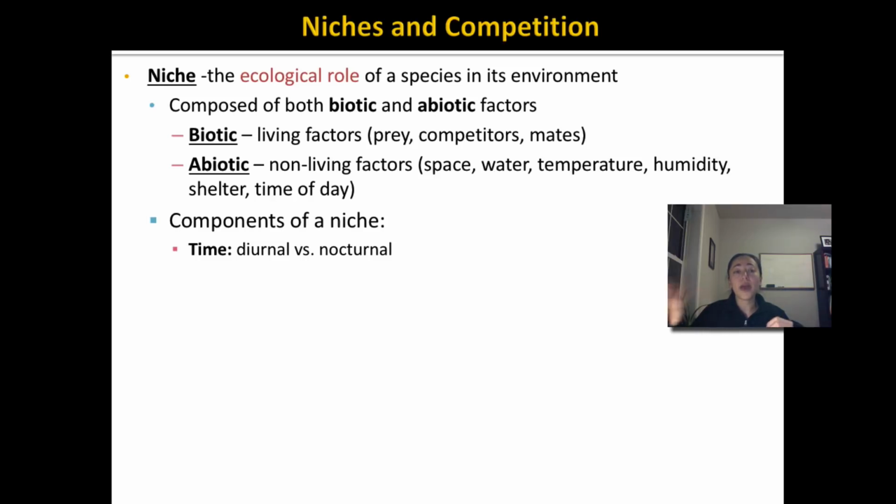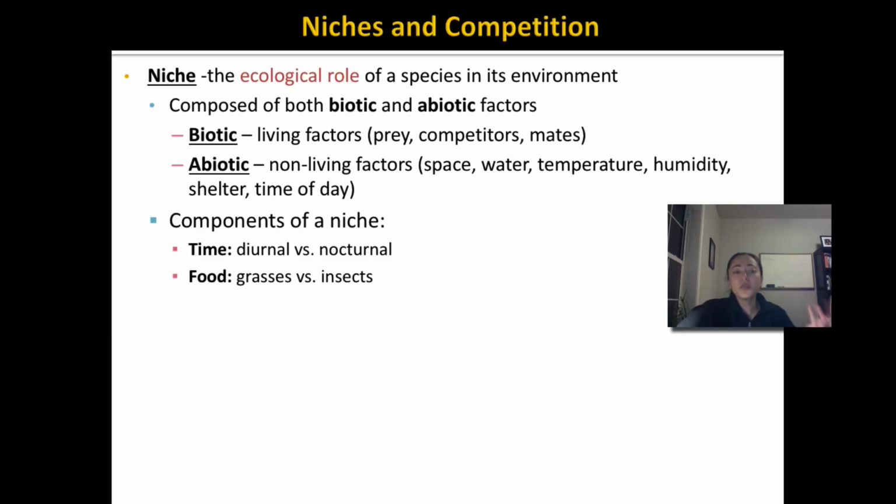For example, bats and birds, both of them are occupying the air. That's where they feed or where they travel around. However, they don't really compete with each other because birds tend to mostly be active during the day, whereas most bats are active during the night, so they're nocturnal.